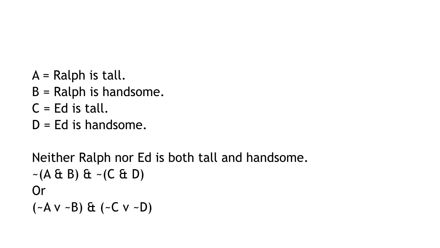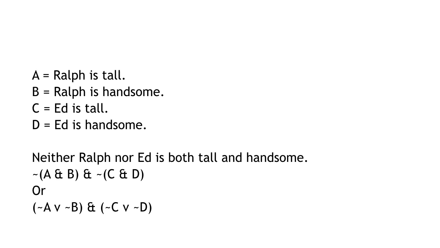Final one, neither Ralph nor Ed is both tall and handsome. So think about what the statement is saying. It's saying, well, neither of these guys is both tall and handsome. Now, for all we know, a person could be tall but not handsome, or handsome but not tall. It's just saying that neither of them is both of these things, right? So how do we translate that? Well, again, two possible translations. They basically mean the same thing. Either one works here, right?